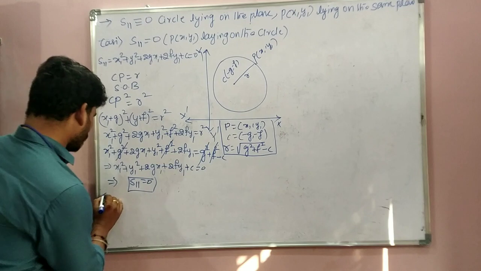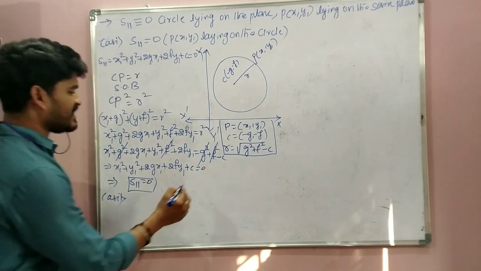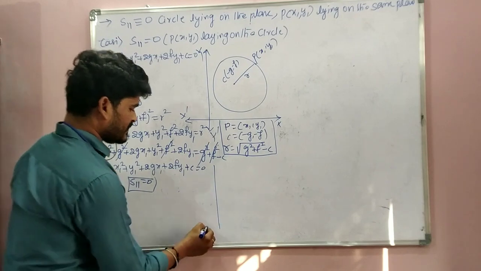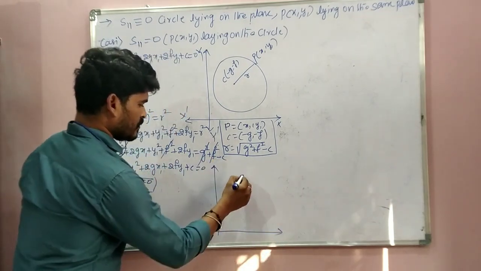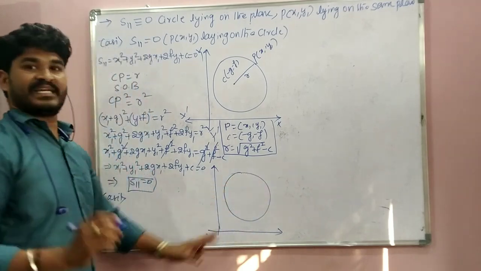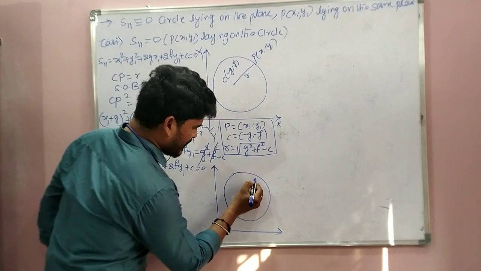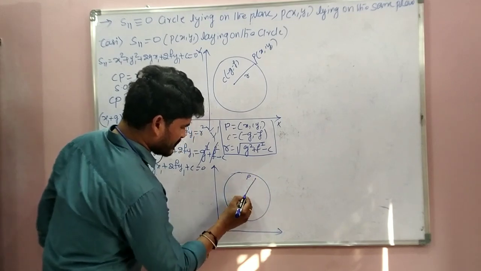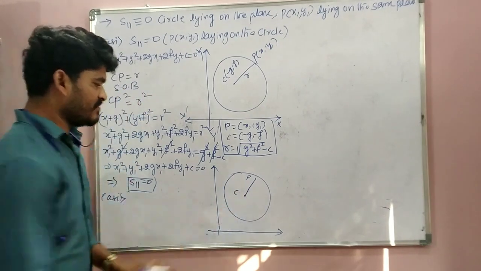Next, case 2. What is the condition in case 2? In the same way, the point P is lying in the interior of the circle. This is the center point, and P lies in the interior of the circle.